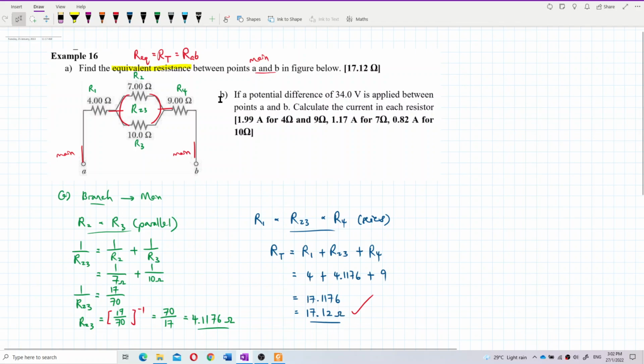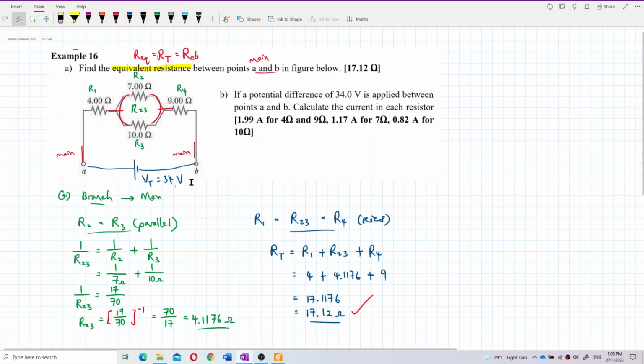So now I want to find part B. If a voltage potential difference of 34 volt is applied between A and B, calculate the current in each resistor. So now there is a battery of 34 volt. This should be the total voltage.